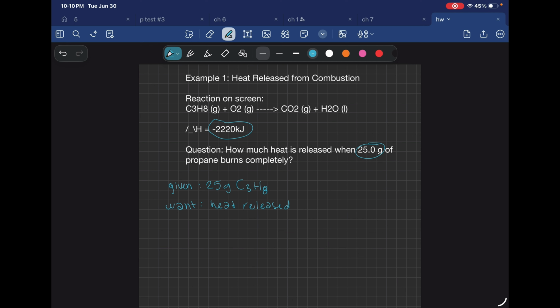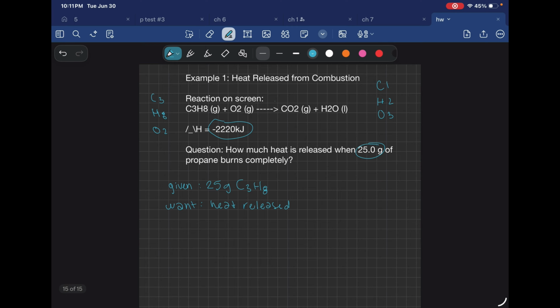So we have C3, so we have 3 C's on this side. We have 8 H's on this side, and then we have 2 O's. And on this side we have 1 C, 2 H's and 3 O's. So to balance this equation, we're going to have to add a few numbers in here. Let's start off by balancing the C's as we were taught.